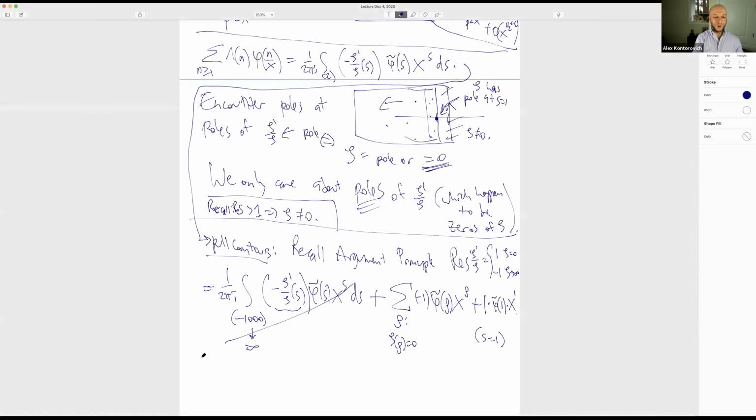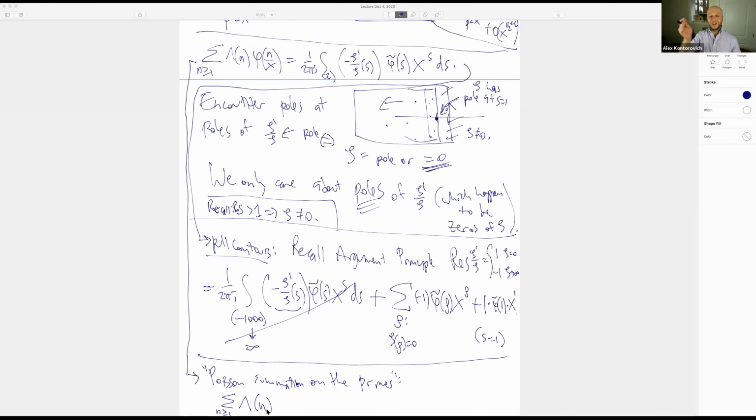So let me write these two formulas side by side so that you can see why this is literally Poisson summation on the primes. On one hand, I have a sum over the positive integers of basically the prime indicator function, but bumped up by log, and you throw in the prime powers, which are minor nuisances, maybe that's what I want to say, times some test function.